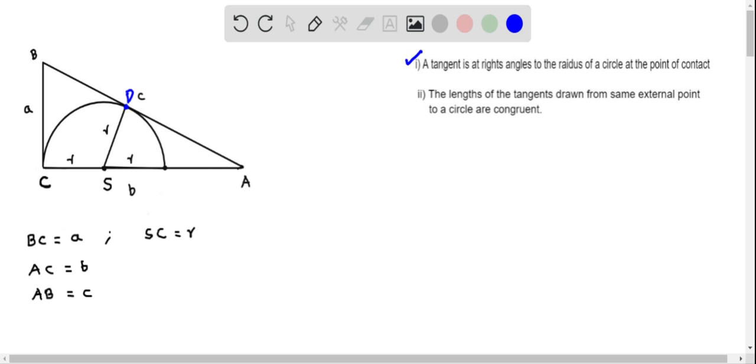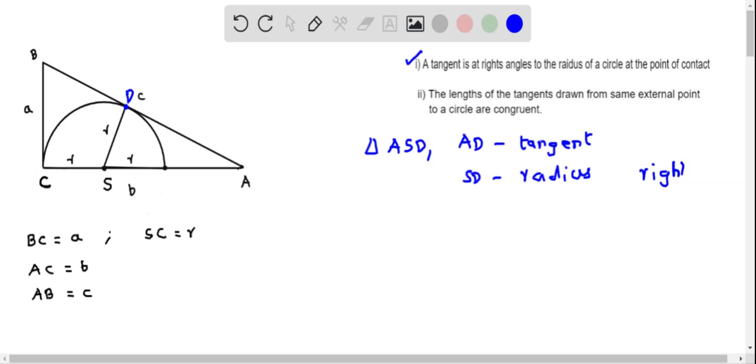First I'm going to use this property, that a tangent is at right angles to the radius of a circle at the point of contact. So let's focus on the triangle ASD. In this triangle, AD is a tangent to the circle and SD is the radius. So according to this property, the angle between the tangent and the radius at the point of contact is a right angle, that is, it is equivalent to 90 degrees.